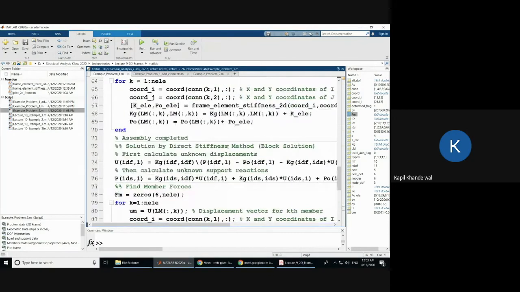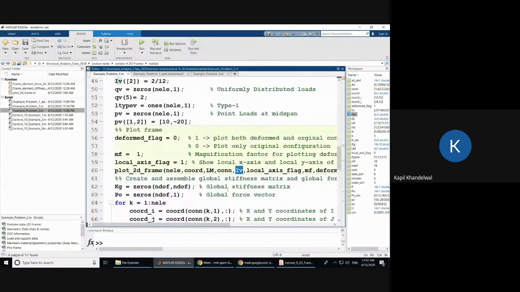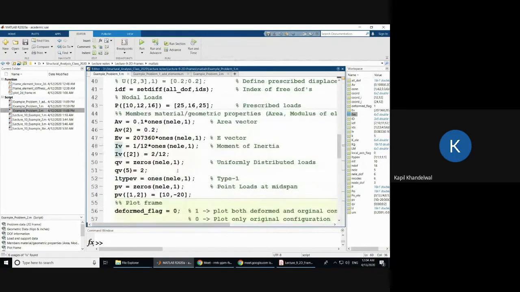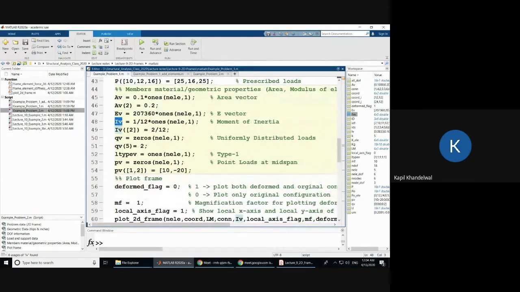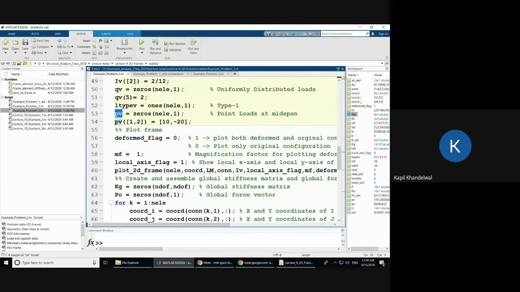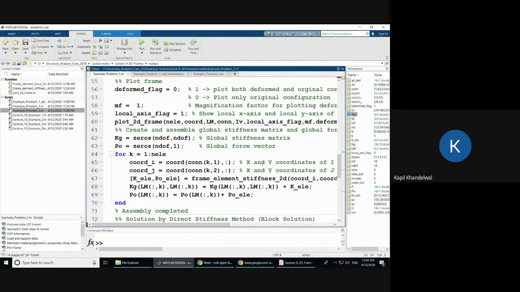Another thing I want to point out is that there is another variable that I'm inputting, and that is the IV. So you can see that now the member properties are area, modulus of elasticity E, and IV, which is the moment of inertia of the cross section. QV is the uniformly distributed load vector. PV is the point load acting at the center, so point load at midspan. So these are the things that you need.